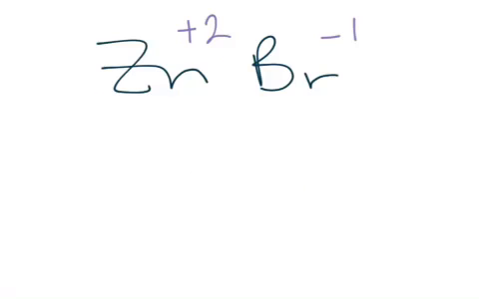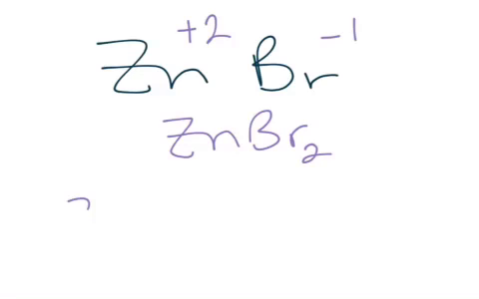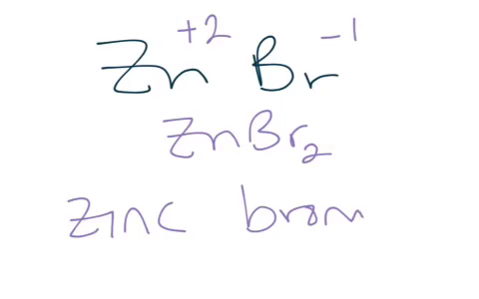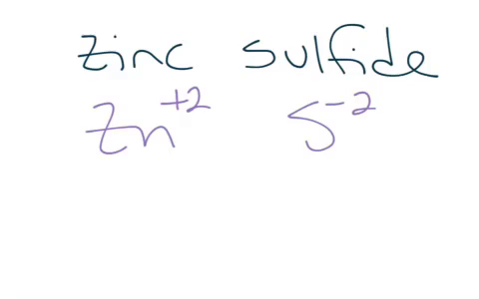So if zinc is trying to bond to bromine, we're going to need 2 bromines every time because zinc is always +2. So naming it, we do not include a Roman numeral. We just say zinc because it always has the same charge. And if given the name, you need to associate zinc with that +2 symbol. So that means this would be ZnS for zinc sulfide.